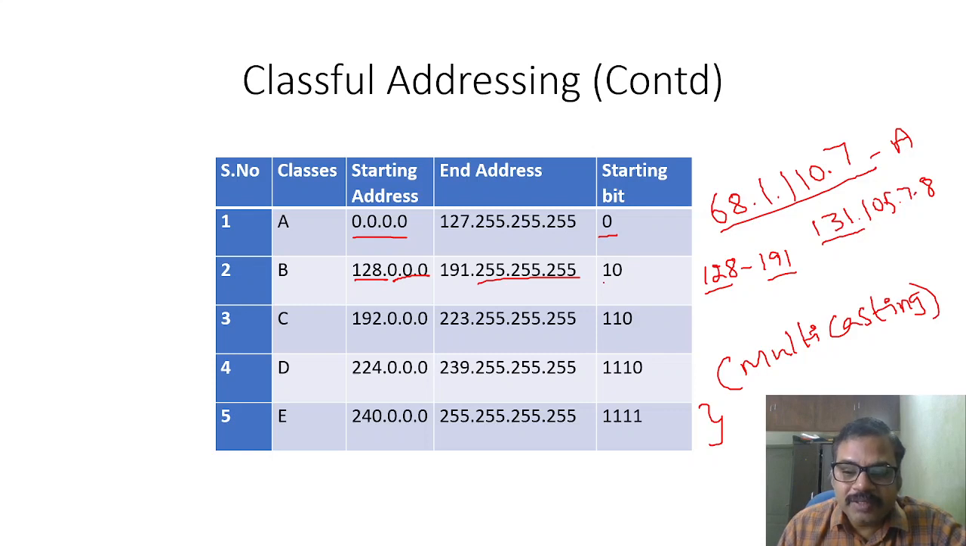And if the first two bits are 1 0, and the remaining bits can be any combination of zeros and ones, then it is a class B address. For a class C address, the first three bits should be 1 1 0. For class D, the first four bits should be 1 1 1 0. For class E, the first four bits should be 1 1 1 1. So now, by looking at the decimal notation or the binary notation of the IP address, you should be in a position to identify which class it belongs to.